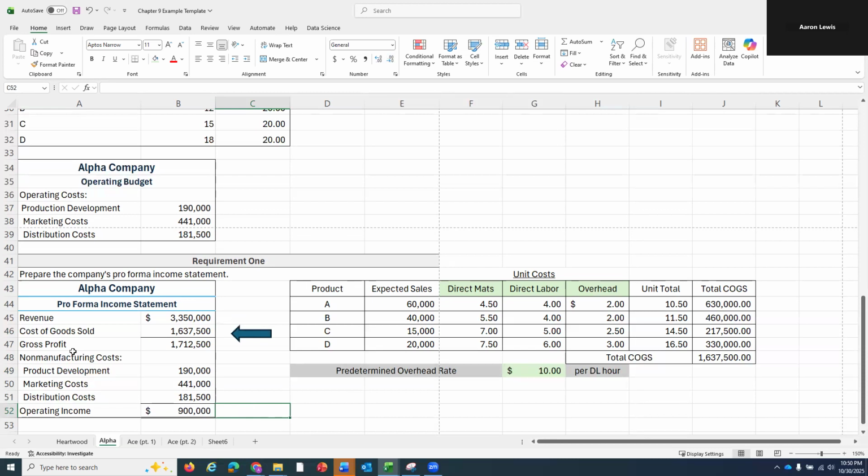I will state that typically I would have a line here that says total non-manufacturing costs or total operating costs underneath to sum these three up, but I went with the templating that your textbook and your Connect software has. So that's how it looks. That's how you're going to figure out that number.